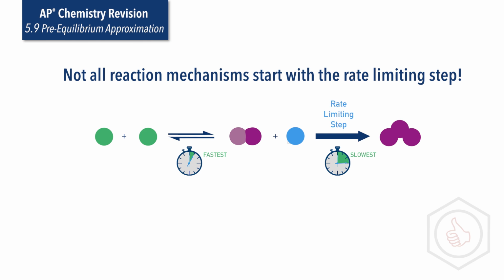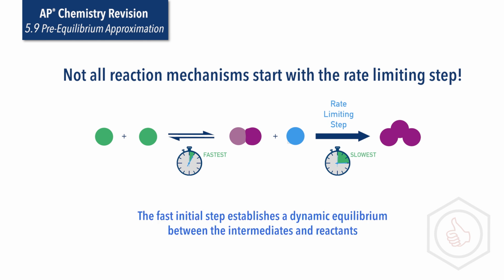This means the fast step quickly reaches a pre-equilibrium before the slower step. In other words, the fast initial step establishes a dynamic equilibrium between the intermediates and reactants. The slow second step, however, still determines the overall reaction rate.